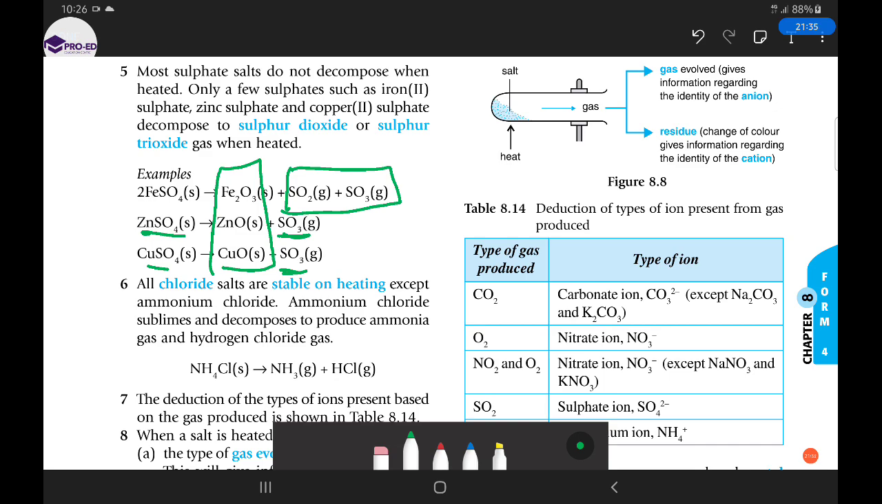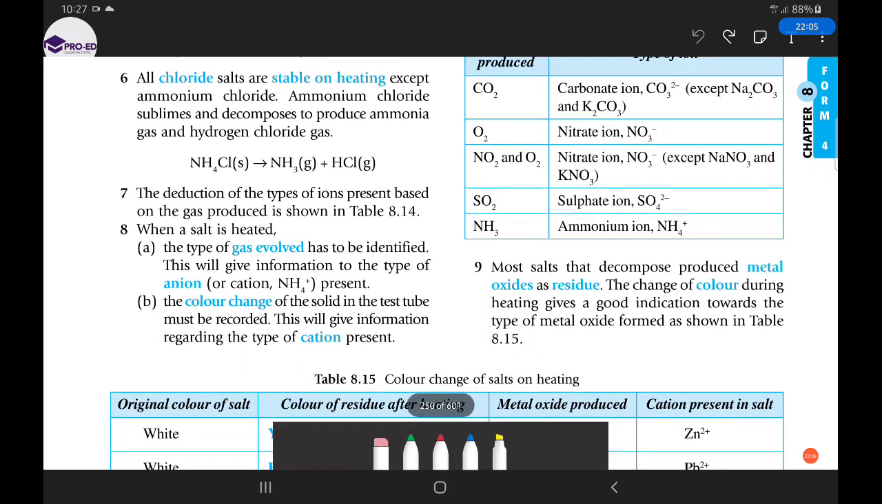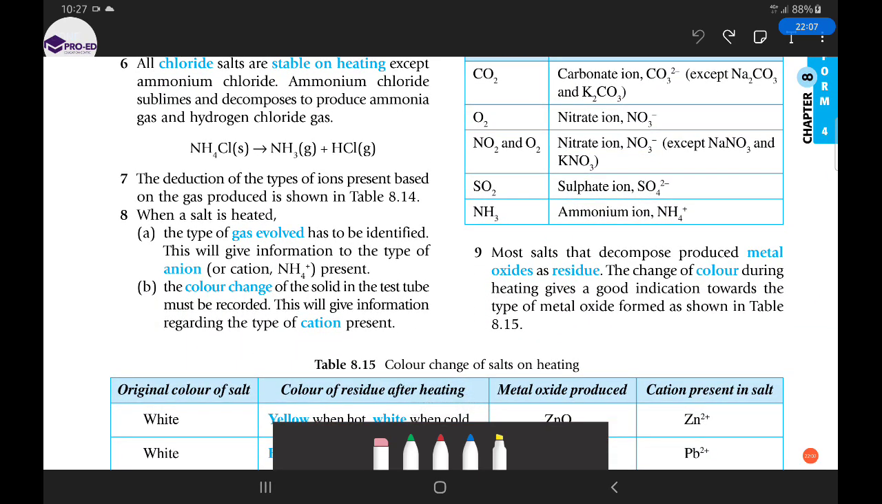And when it breaks down, it can only be one of 3 salts, because all the other sulfates won't decompose. If it does decompose, that means it has to be either iron, zinc, or copper sulfate. So not only do we know it's a sulfate salt, we know it's either iron, zinc, or copper. So it's a greater range of narrowing down for sulfate salts, which we can do by identifying the gas that is produced when you heat it up and decompose it on its own. All right, so that is sulfate salts. I hope you all are clear about that.